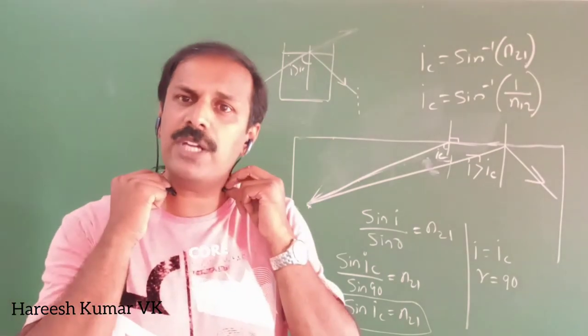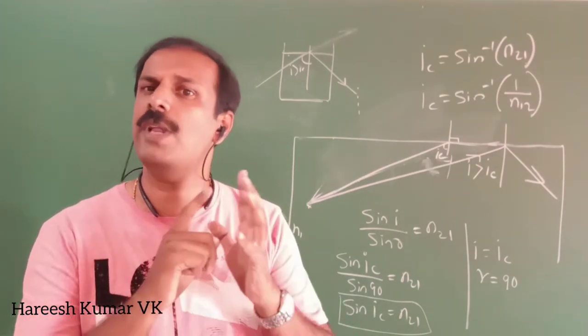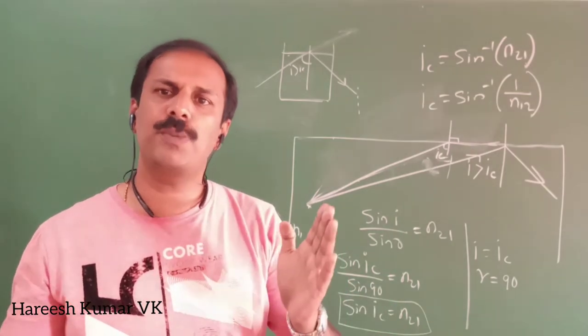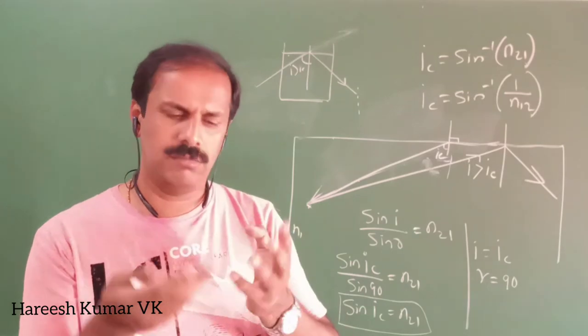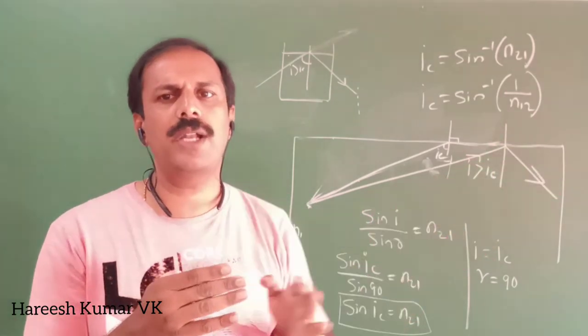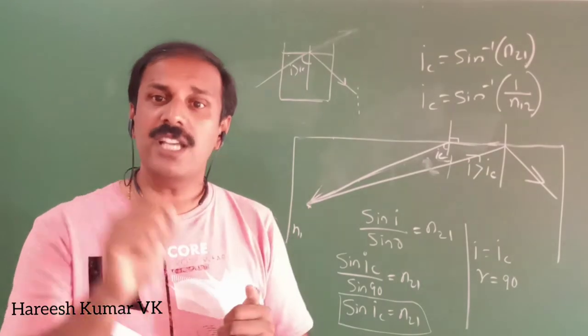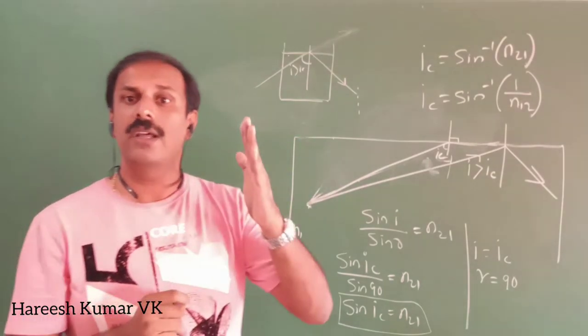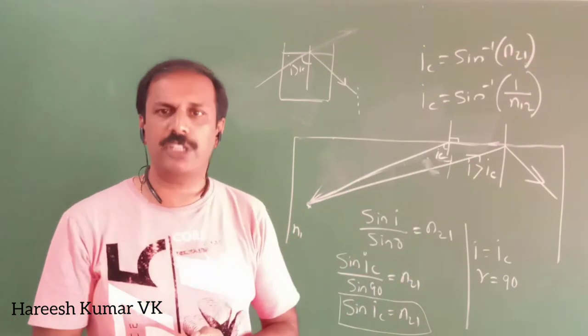So internal reflection and total internal reflection are different. Internal reflection takes place in every case. Whenever light passes from glass to air, one part of the light passes through and another part undergoes internal reflection. It always happens. But in the case of total internal reflection, the refraction part is completely zero. The entire light is getting reflected back.